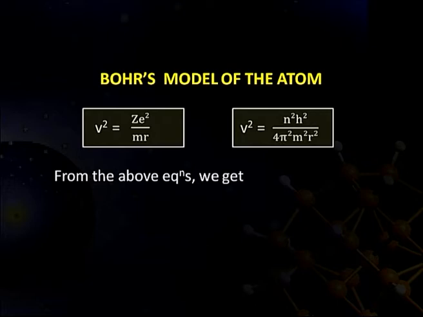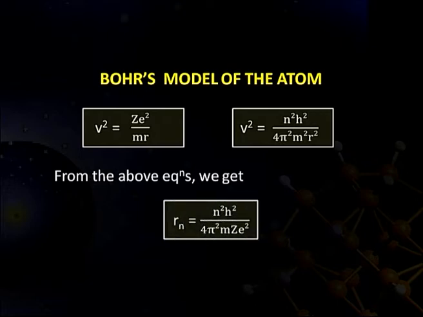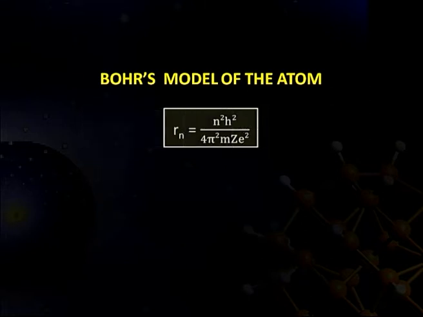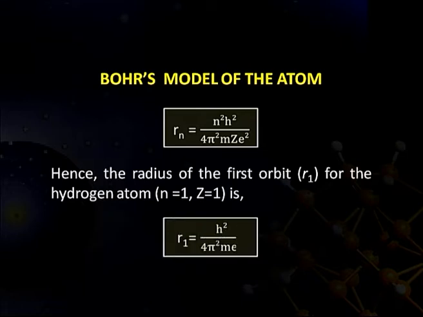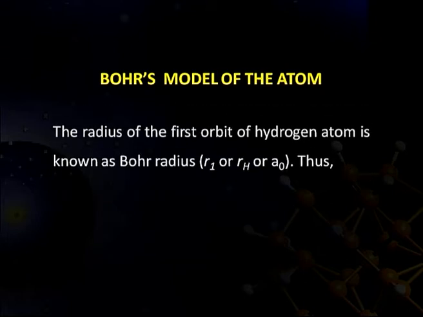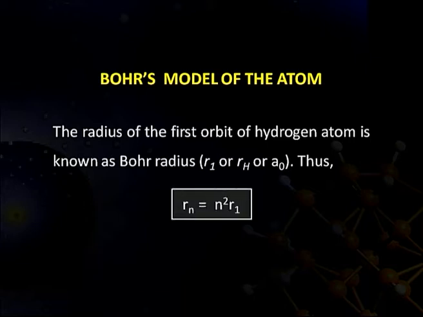From the above equations we can get rn = n²h²/4π²mZe². Hence the radius of the first orbit r1 for the hydrogen atom, n = 1, Z = 1, can be calculated out. This gives r1 = h²/4π²me². The radius of the first orbit of the hydrogen atom is known as the Bohr radius, r1 or rH or a0. Thus, rn = n² r1.